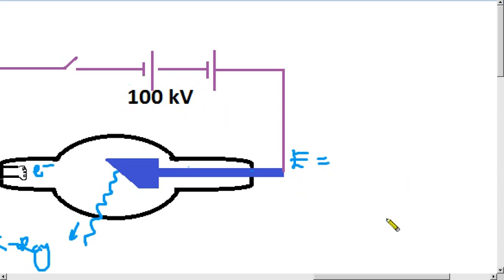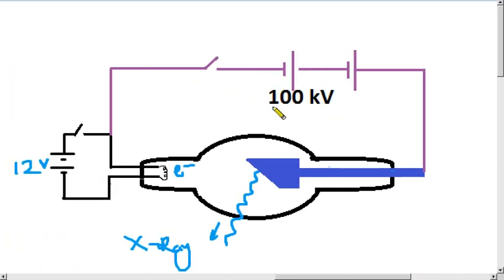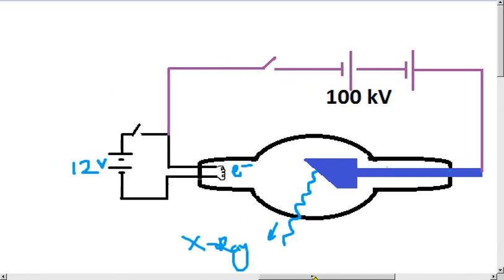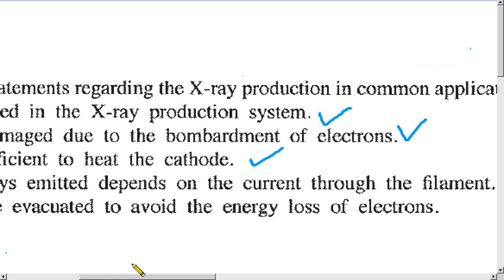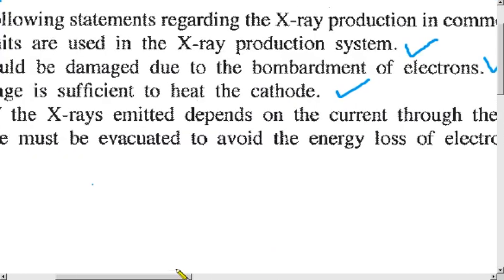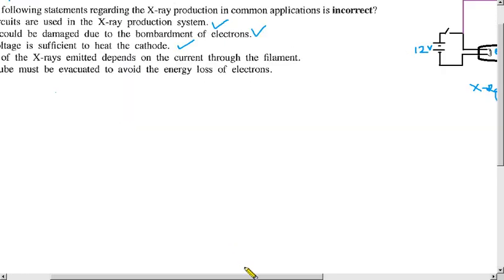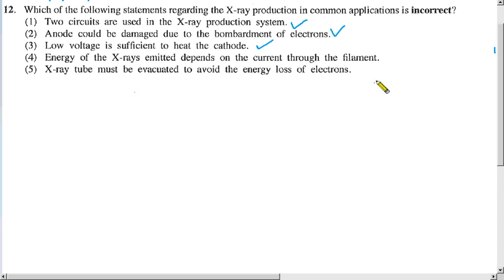Therefore energy is determined by the big voltage applied to the anode. So that is wrong. Which one? The fourth one is wrong.